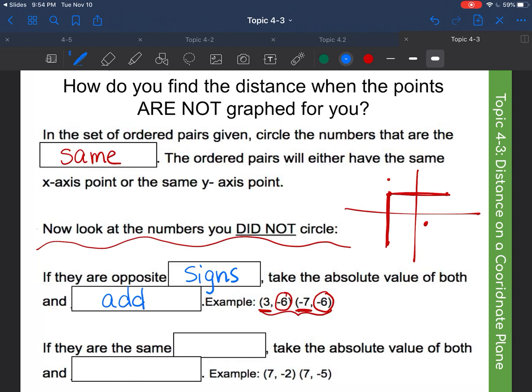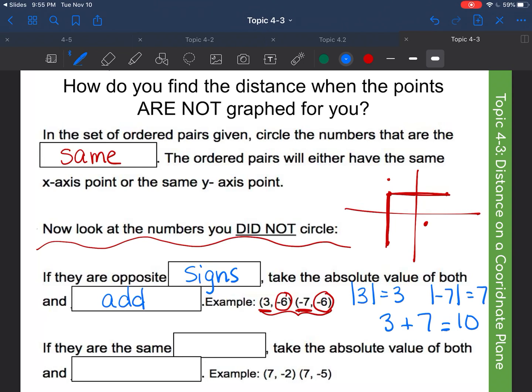Okay, so I'll do that for you. We have 3. We'll take the absolute value of 3, and we'll take the absolute value of -7. So this equals 3. The absolute value of -7 is 7. And what we would do with 3 and 7, we would add them. So the distance between those 2 points would be 10, okay?